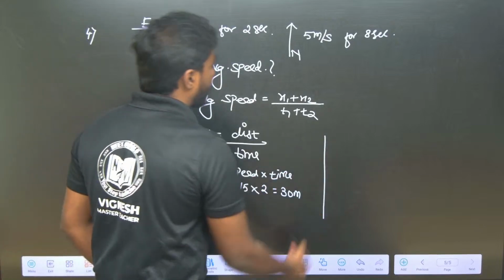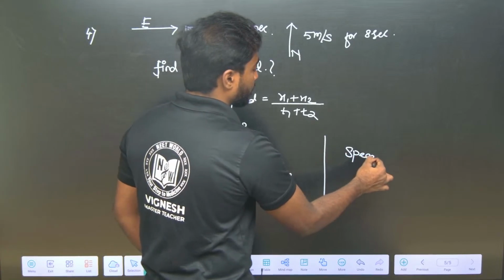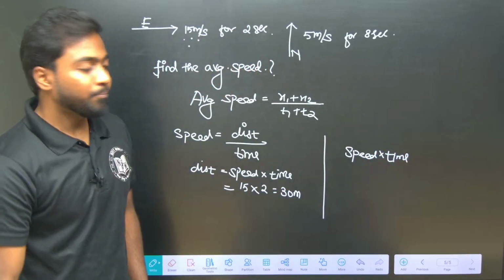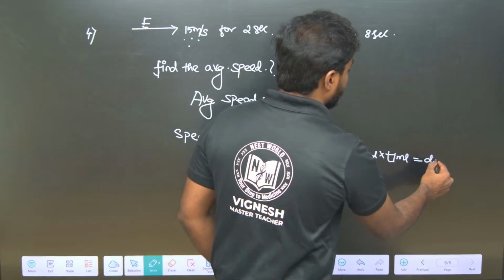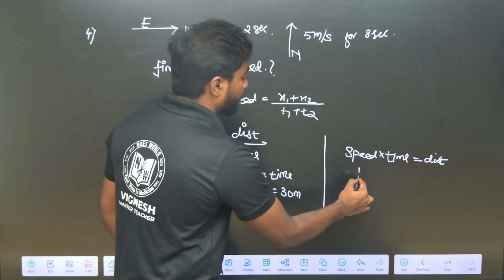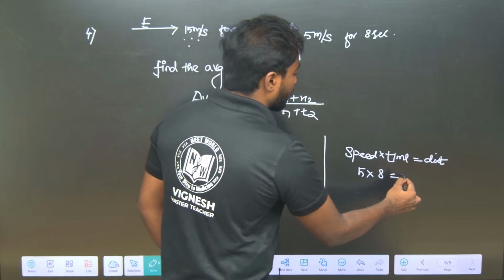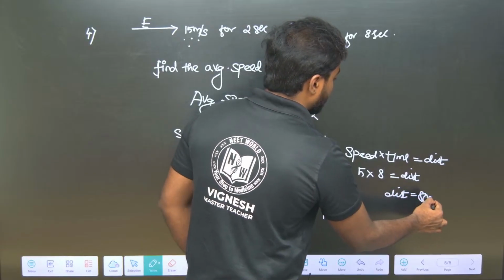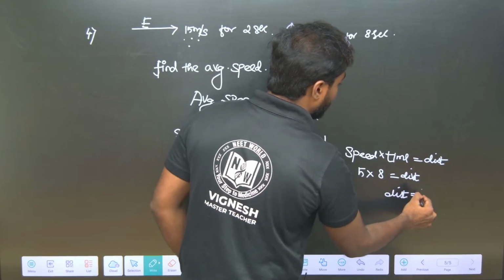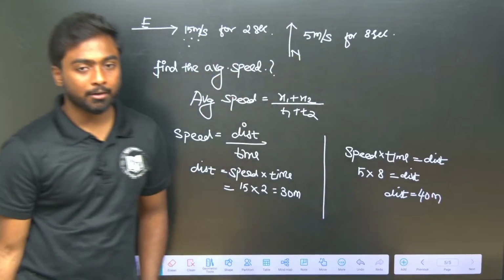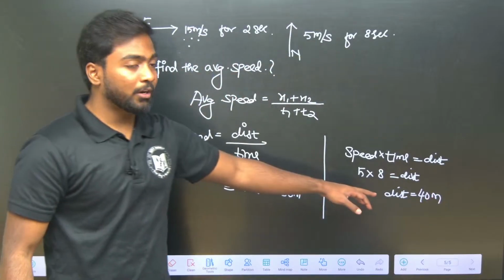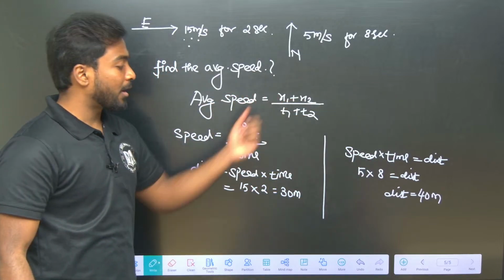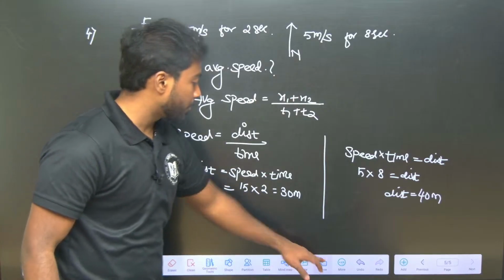Whereas for the second one, speed into time will be equal to distance. So speed is 5 and time is 8. So the distance will be 40 meter. So now we got 30 meter and 40 meter eastward and northward. Can I keep that in this formula now? Yes, obviously now I can keep.